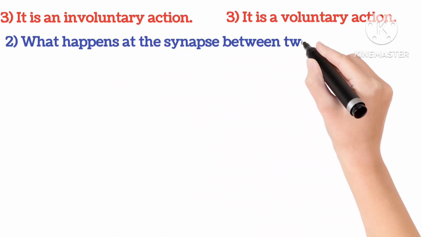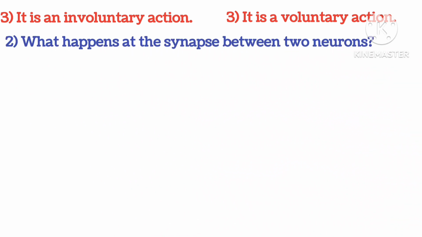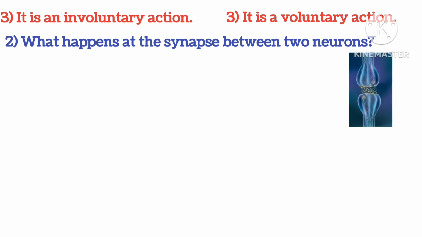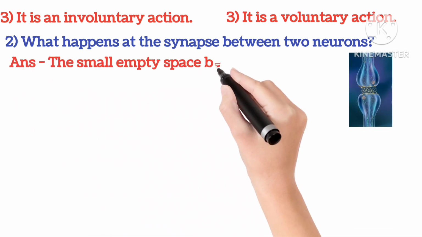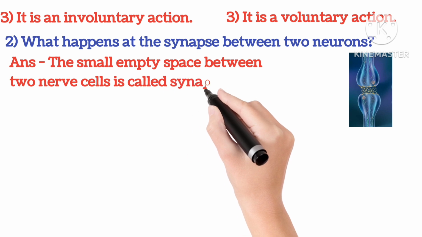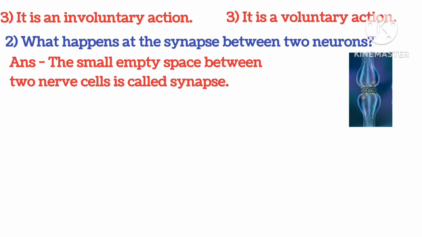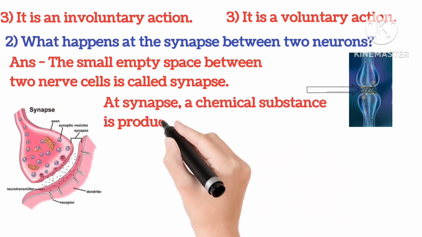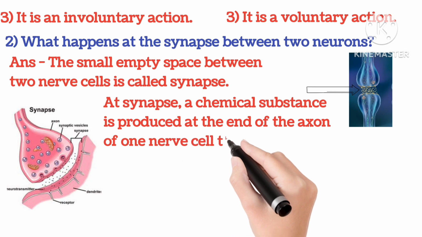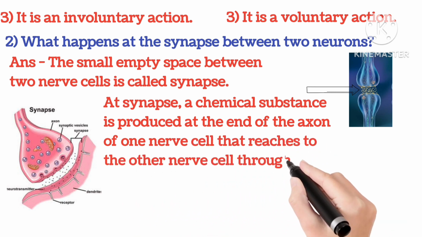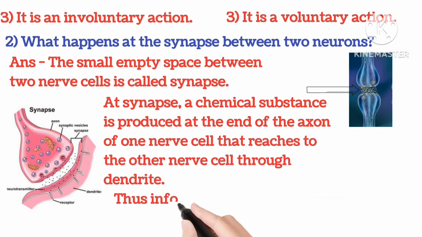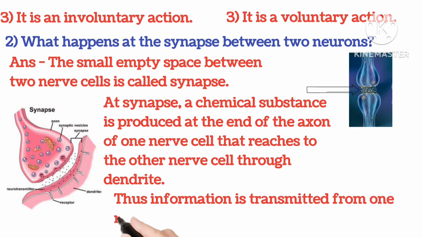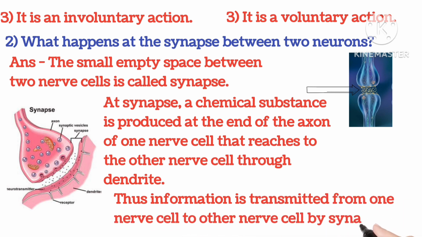Second, what happens at the synapse between two neurons? As you can see here in the picture, the small empty space between the two nerve cells is called a synapse. At synapse, a chemical substance is produced at the end of the axon of one nerve cell that reaches to the other nerve cell through dendrite. Thus, information is transmitted from one nerve cell to the other by synapse.